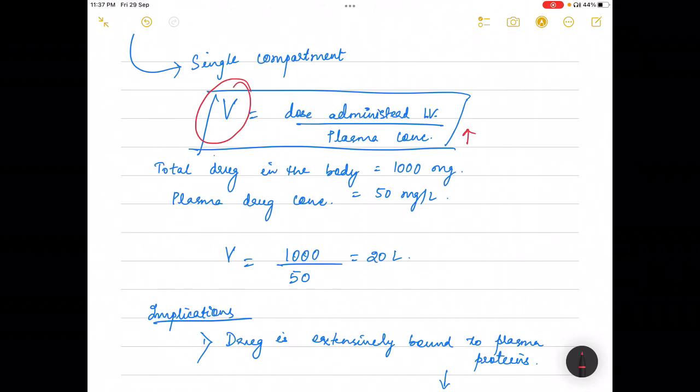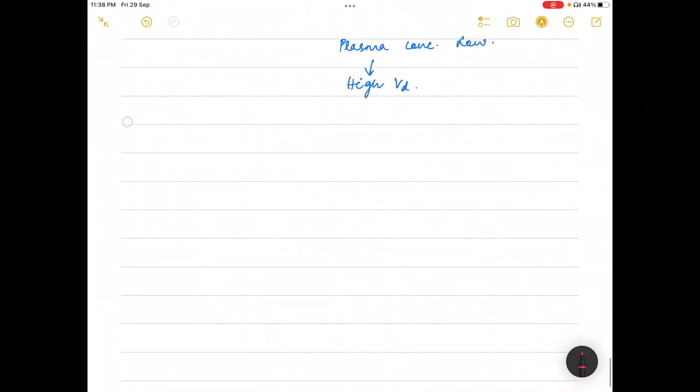If the plasma concentration is high by means of plasma protein binding, then there will be low VD. If the plasma concentration is low over here because of the drug being sequestered into the tissues, then there will be high volume of distribution.